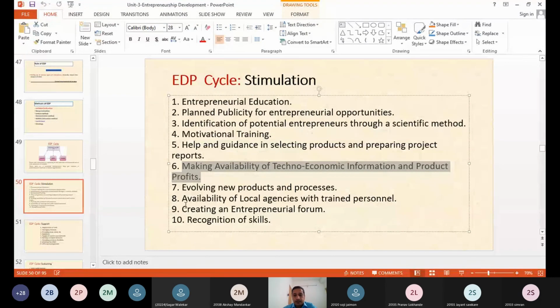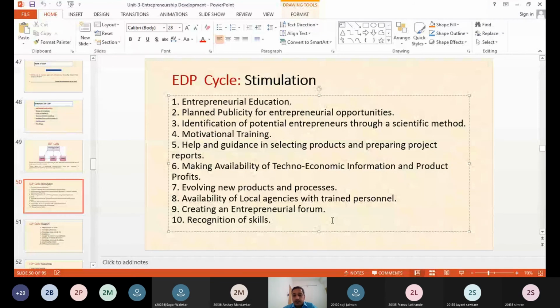So in the stimulation phase, people who have real potential to become entrepreneurs are identified, and they are provided assistance related to what product they can manufacture and sell. They are assisted with all the information related to technology and economic information. The local agencies are also provided to train these people. So that is the first phase, stimulation.